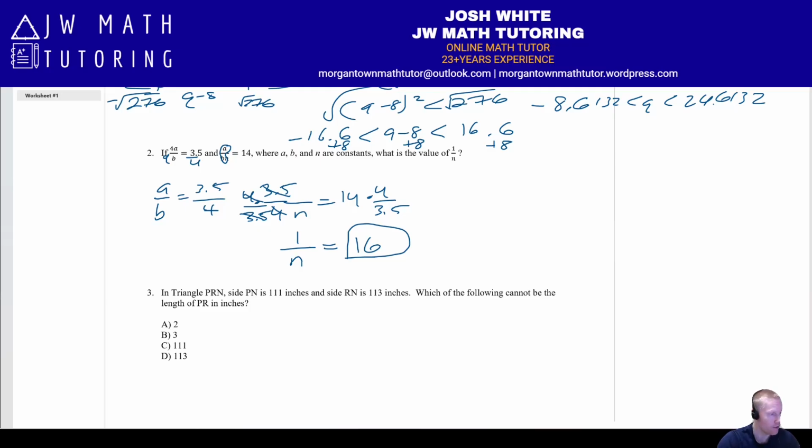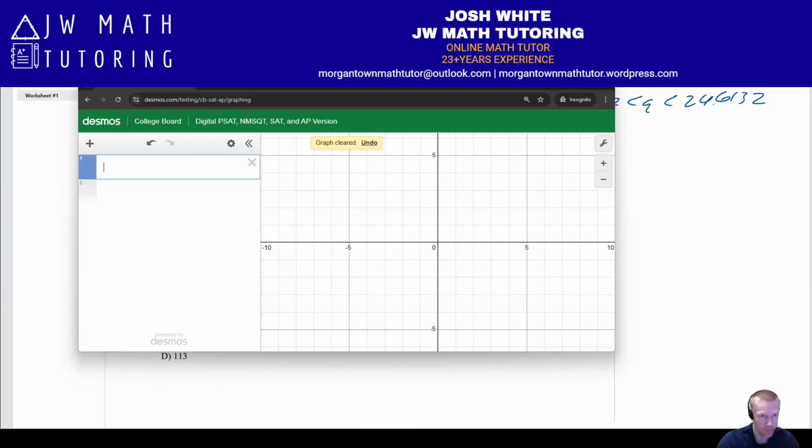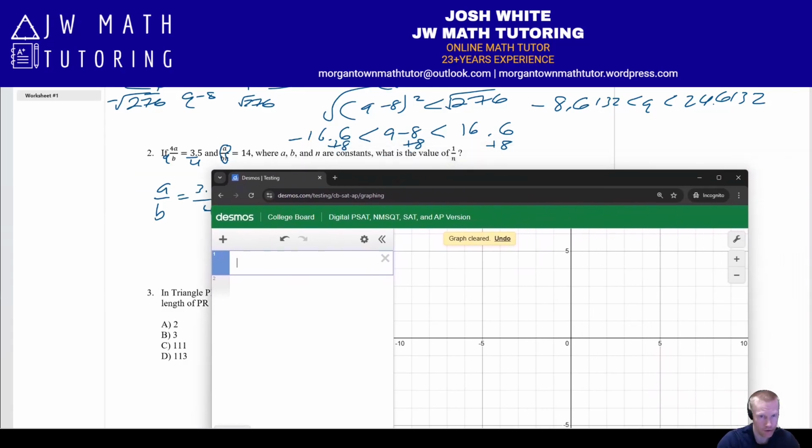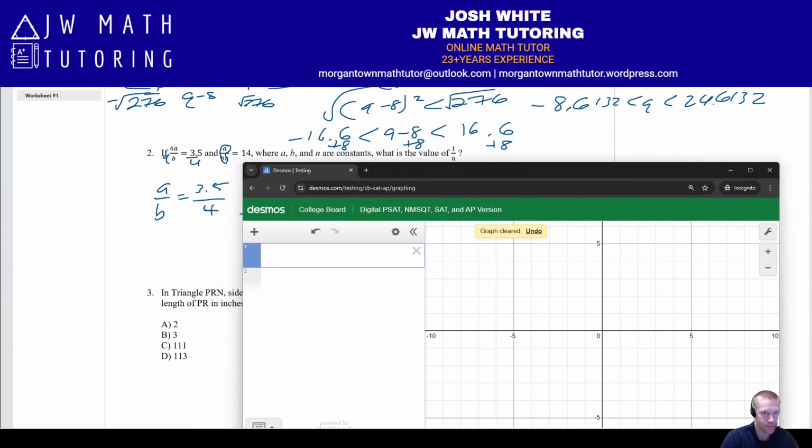Now, here's how you could do this entire problem in Desmos. At least based on what I found, for the first equation, you need to solve it for a or b. So I'm going to technically take the first equation and solve it for a.